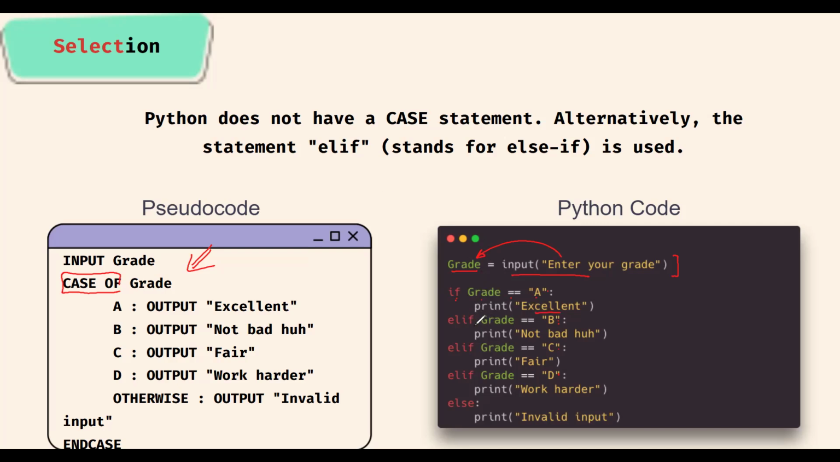And we test another condition. What is the other condition? The condition says if the grade is B, then we print this. And then we test again. So if this is executed, none of those will get executed. So we will stop once we print excellent here. We will just run out and execute the next line outside the if else.